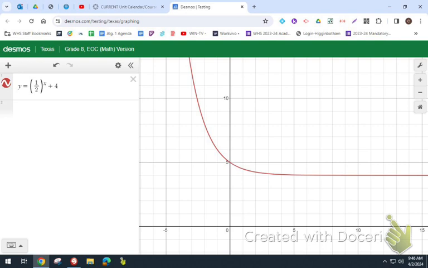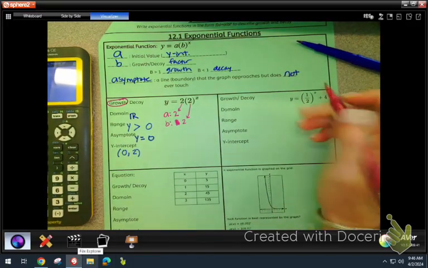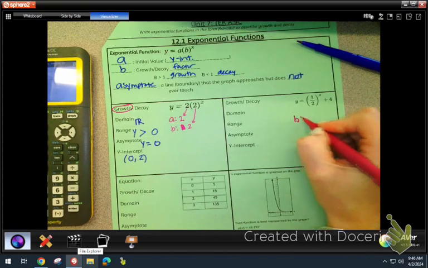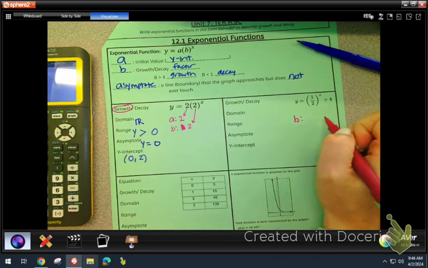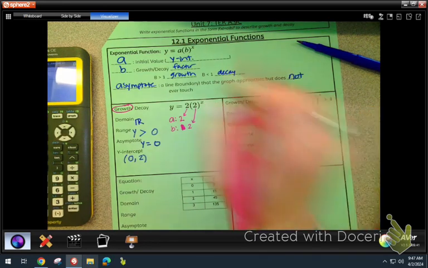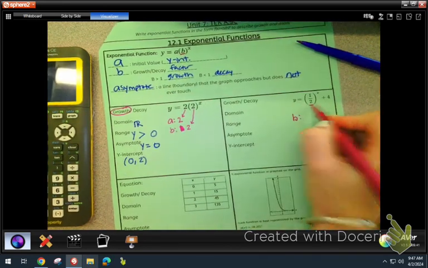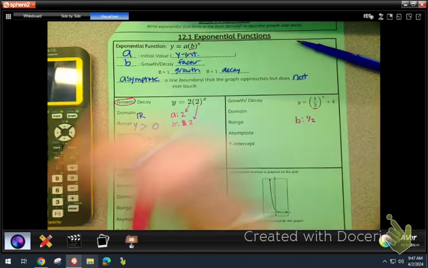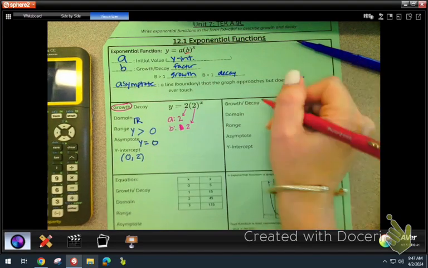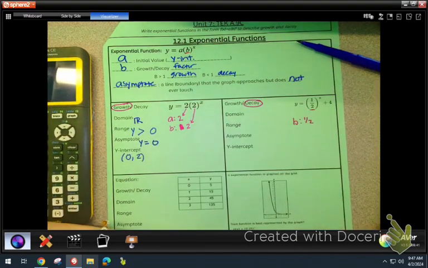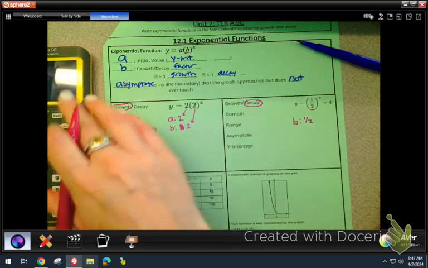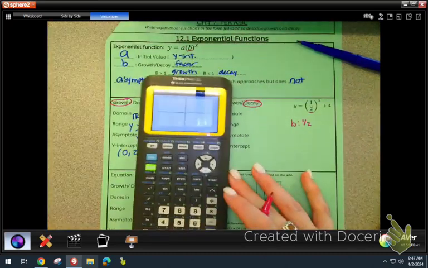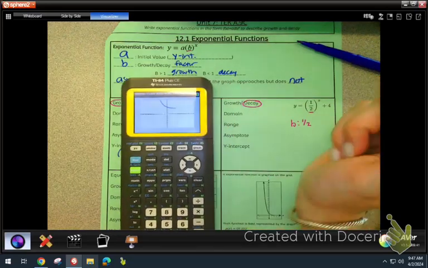Is our graph growing or decaying? Decaying. If you look at the graph, it's decreasing. Also, what's the base? What's the b value in this equation? What's attached to the exponent? Remember, your base is in parentheses, so what's attached to the exponent here? 1/2. Is 1/2 greater than 1 or less than 1? Since my b value is less than 1, this has got to be decay. And we can see it in the graph in our calculator, or in our graph in Desmos. We can see the graph going down, so it's decay.